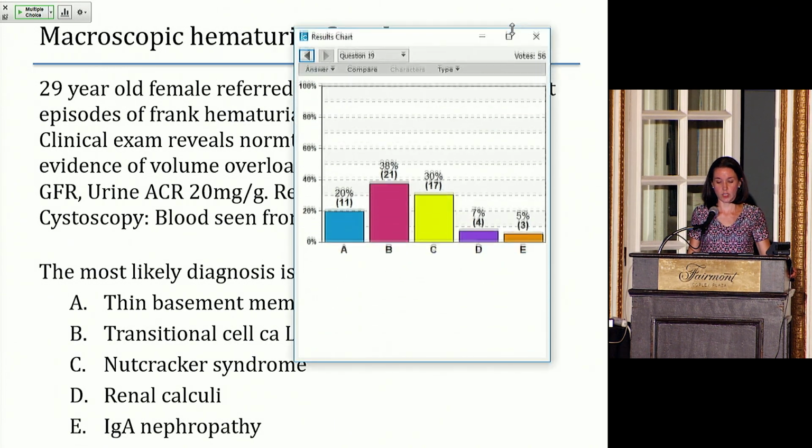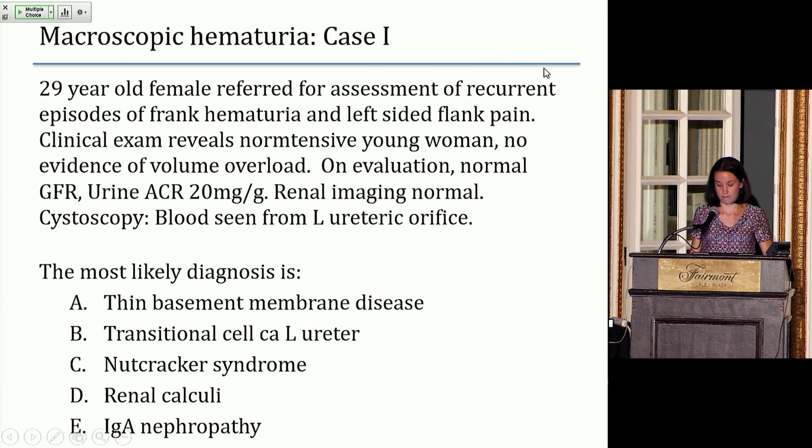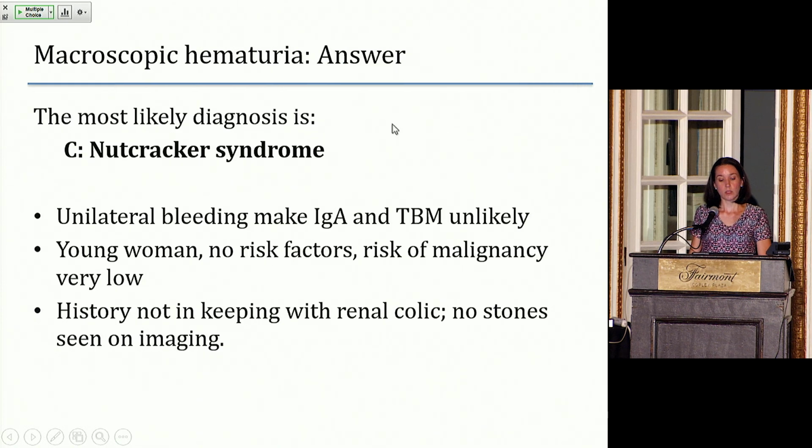Okay, so we have a range of opinions here. Some think this is thin basement membrane, some think that she could have a transitional cell CA, and some are concerned about nutcracker syndrome. Okay. So the most likely diagnosis here is the nutcracker syndrome.